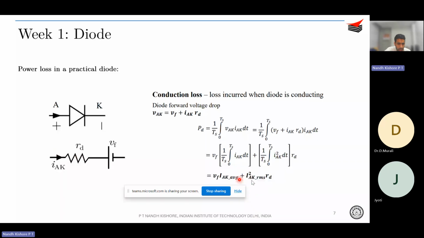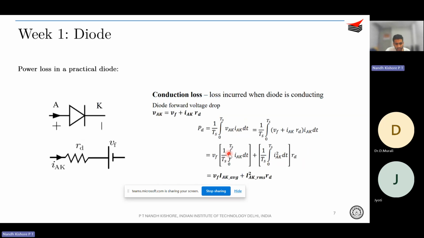So please remember that while you solve problems as well, as we have done in week 1, for calculating the power loss across a resistor, it is a heat dissipation, right? So that is why we need to take the RMS current to calculate I square R, and to calculate the loss across VF, we can just take the average current. Okay, fine.